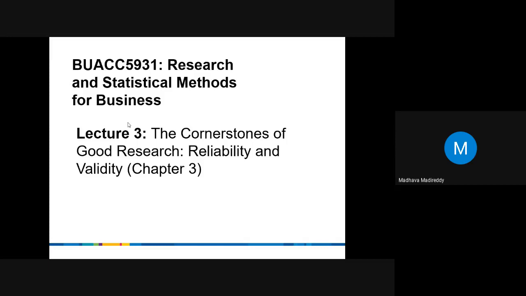In this lecture we will look at the cornerstones of good research. Last week we talked about literature review and what is a scholarly article. Now we are looking at what constitutes good research, and we'll talk primarily about two things. One is reliability and the other one is validity. Then we'll go deep into the classification of validity and so on. So it's going to be a good fun exercise for today.